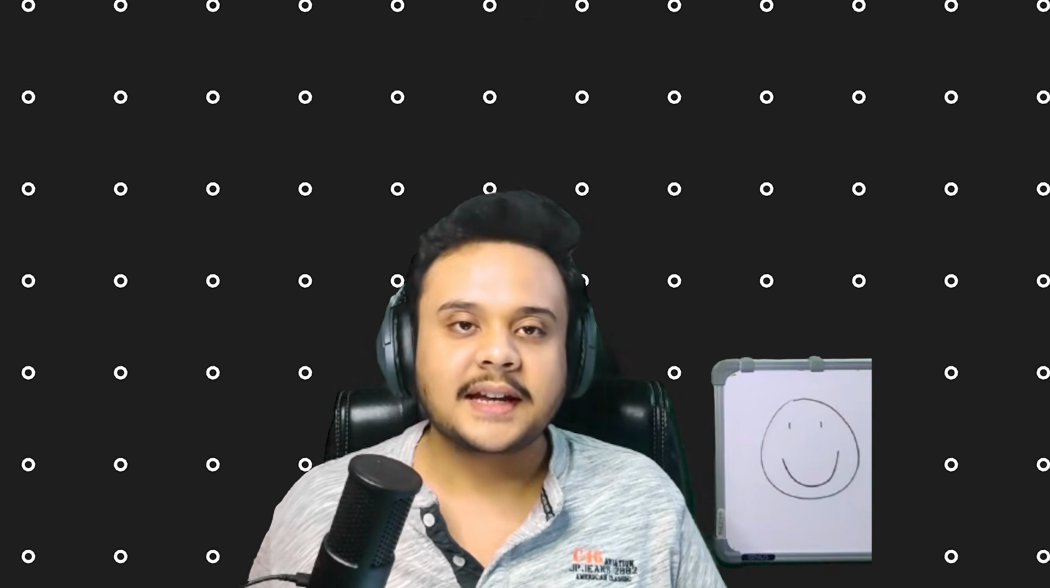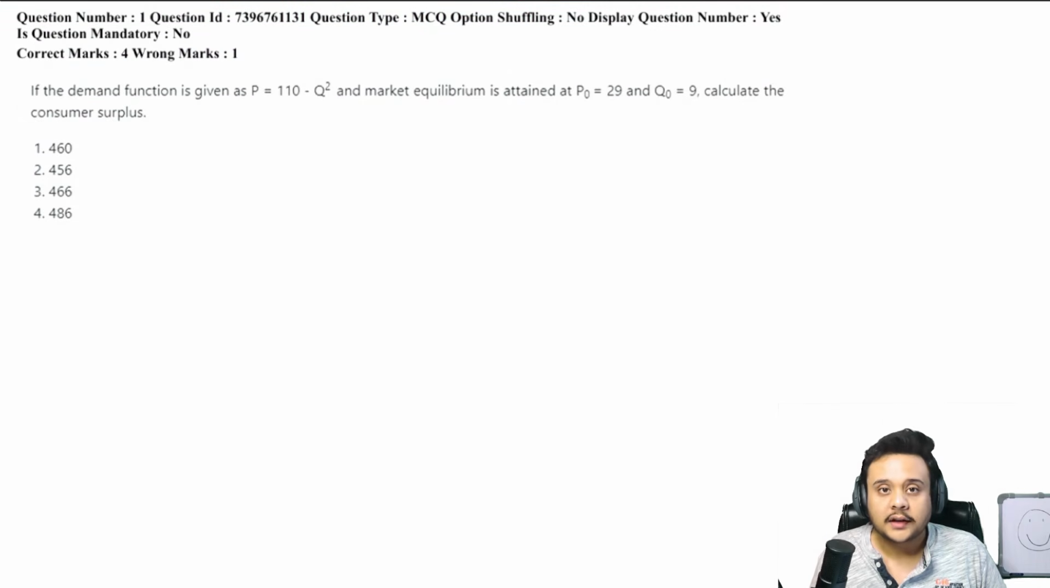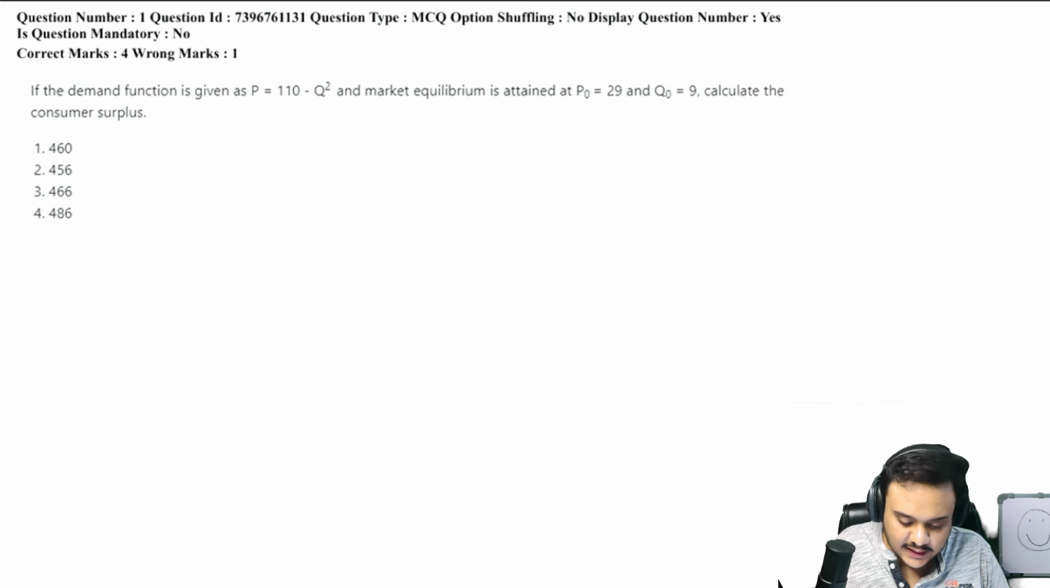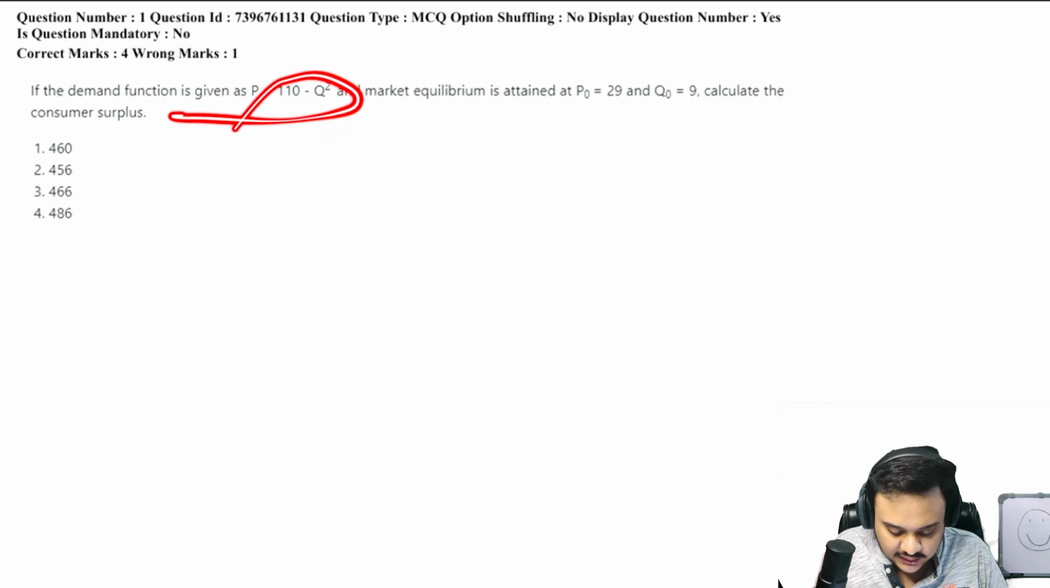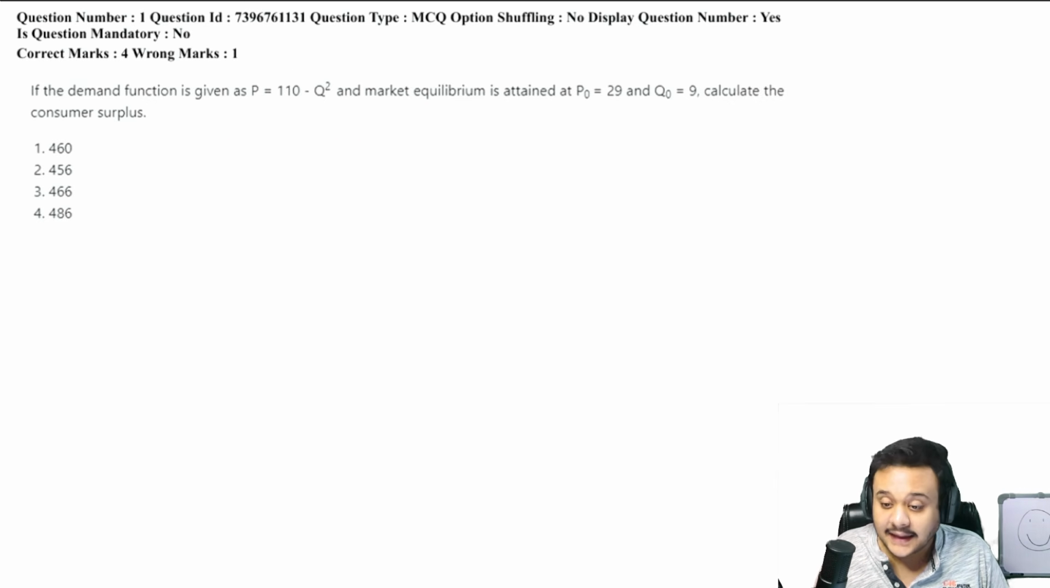Now, let us begin with the 2025 paper. Okay, so let us take a look at the very first question, which is a very easy question. It just says that you are given a demand function. You are given that at the equilibrium the price is this and the quantity is this. So you also have the equilibrium price and quantity. You do not even have to find that. You just have to calculate the consumer surplus.